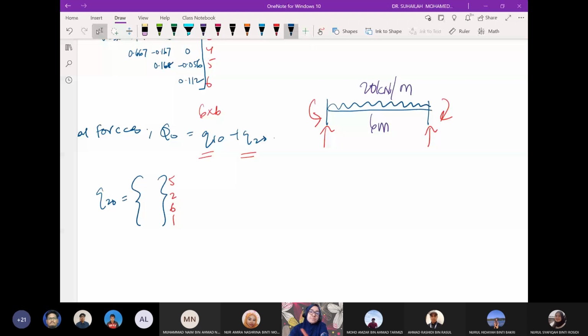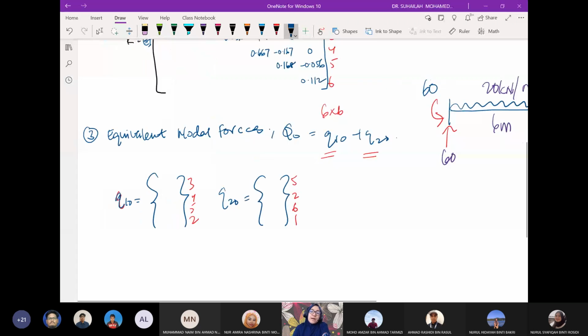Okay, dapat apa? WL over 2. 60? Yes, madam. Okay, what about WL squared over 12? 60 juga, okay. Oh, ni memang soalan bagi makan free ni. Sama je value. Okay, so semua value, okay, belum habis lagi.